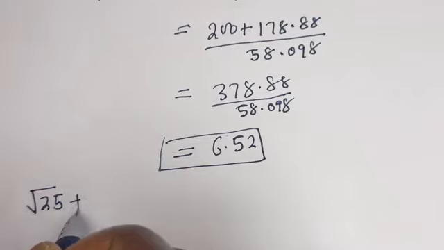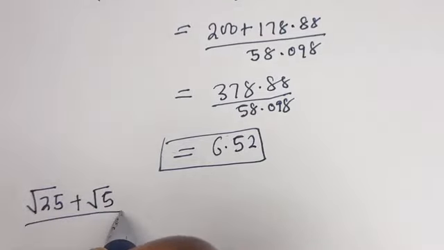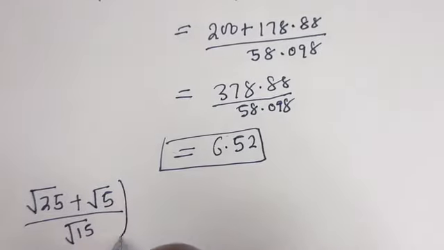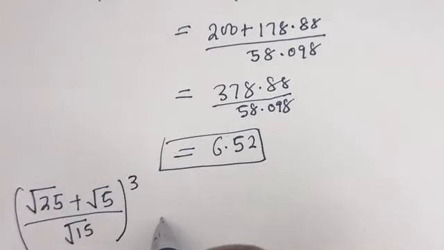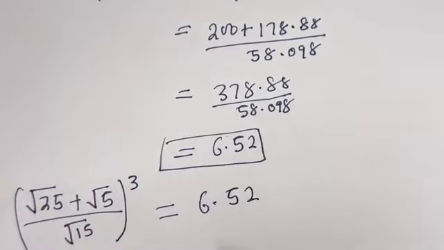Therefore, our final answer is: square root of 25 plus square root of 5, divided by square root of 15, all to the power of 3 is equal to 6.52 if you use your calculator.